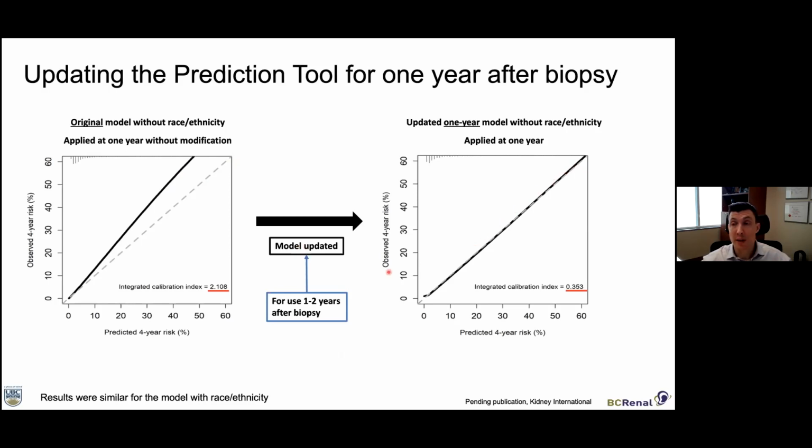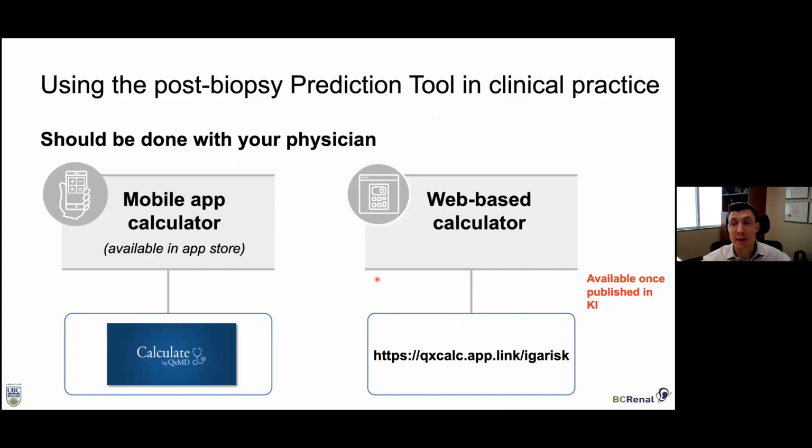And these results are not yet publicly available, but they're pending publication in Kidney International. And once they're published, they will again be available for use in the Calculate by QxMD app or on the website. So they're not quite available yet, but they will be once the study is published.